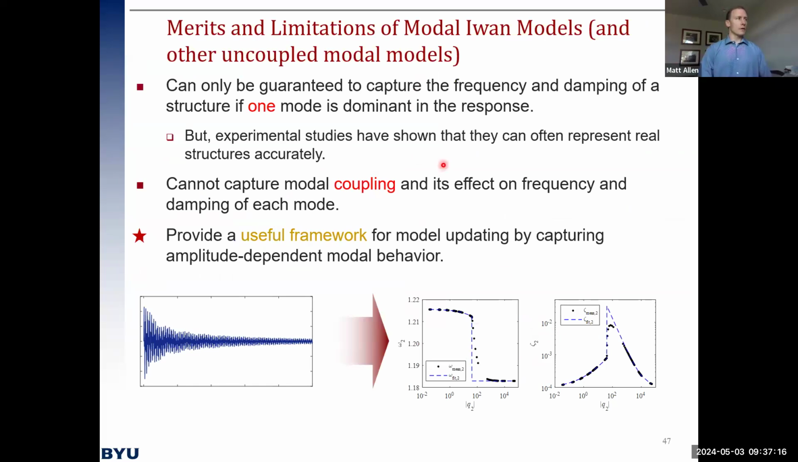All right, so I think I've already hit most of these. So the modal model is useful, but we have to be careful because it's only strictly true when one mode is dominant in the response.